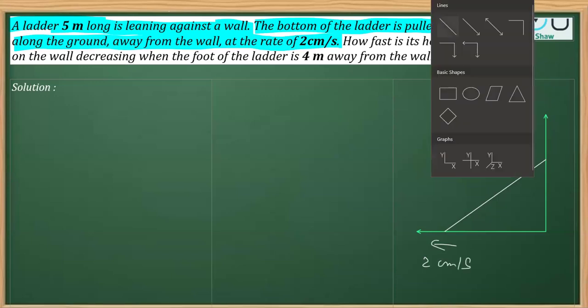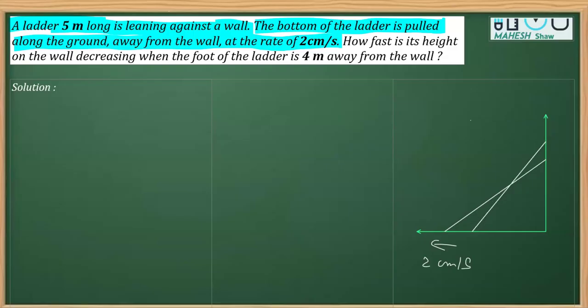Now I also must show the initial position of the ladder, which was this, I suppose. So let's say this is the initial position, say A, B, and I take this point as O. You know, this angle is 90 degrees. Now what we have to find out: how fast is the height of the wall decreasing when the foot of the ladder is 4 meters away from the wall. That means we have to find out the rate at which this part is going down.